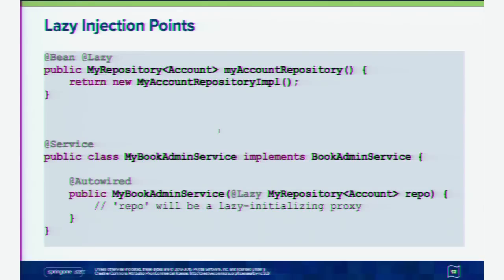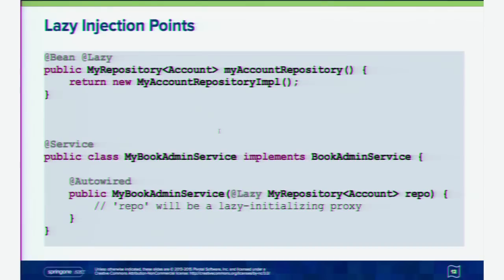This is a lazy injection point. Look at the constructor again. My book admin service has a my repository of account, and it says @Lazy at the parameter level. It uses a parameter annotation to say this particular reference here, I'm okay with it being a lazy proxy. I don't need the fully initialized instance here. I'm okay with just something that I can call later on.